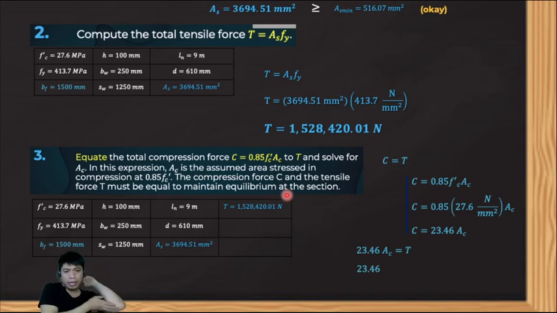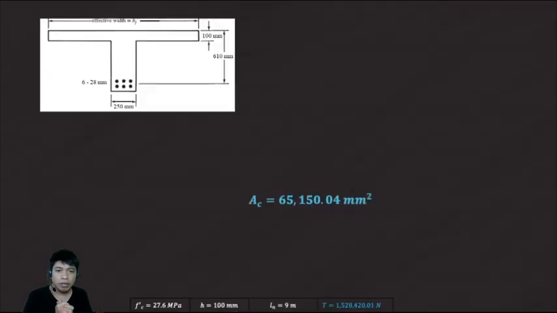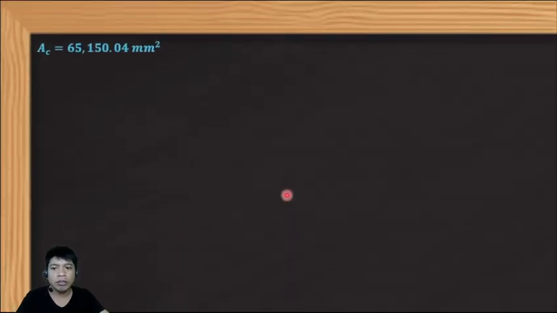So, substitute natin and makukuha natin guys dito yung ating area ng compression concrete which is equals to 65,150.04 square millimeters. Okay, so ayun na guys yung ating ginawa nga sa ating step 3, no? Kinompute natin si area ng compression concrete. So ano na ngayon ang gagawin natin guys? So take note na yung area ng compression concrete na yan, yung A sub C, is the area, yun na nga yung area ng compression concrete, di ba?